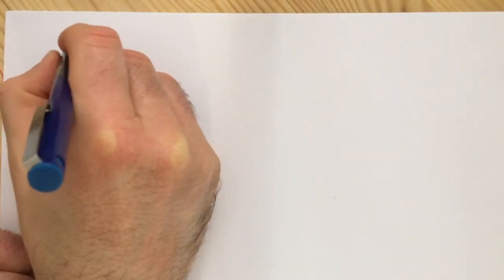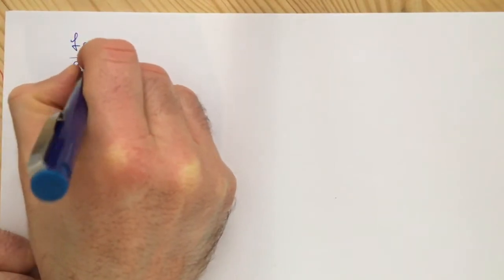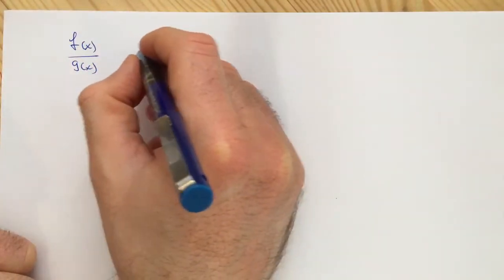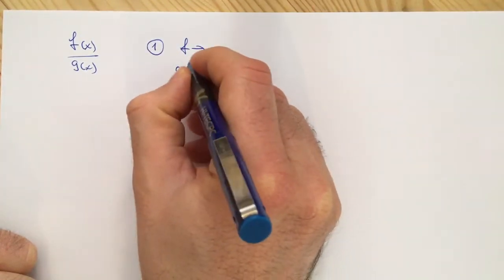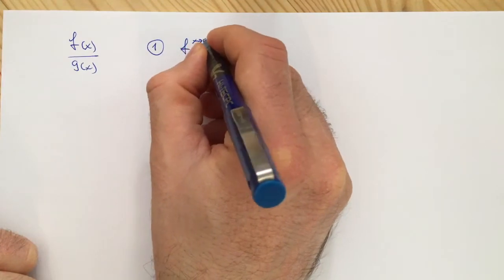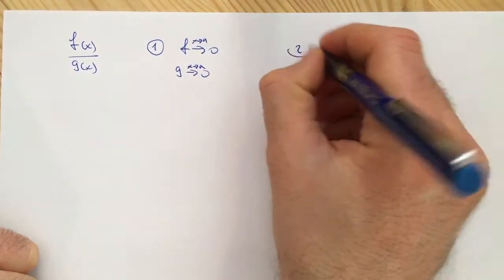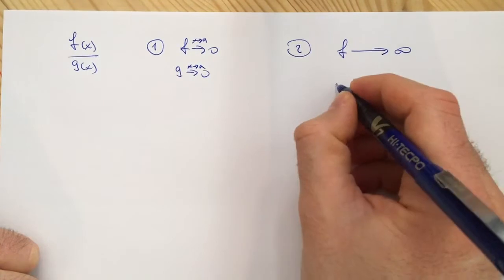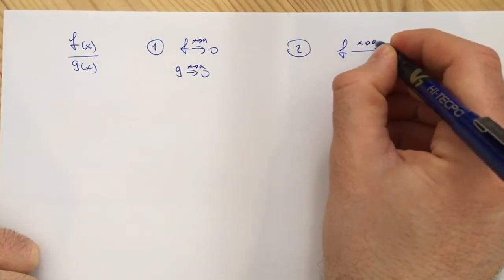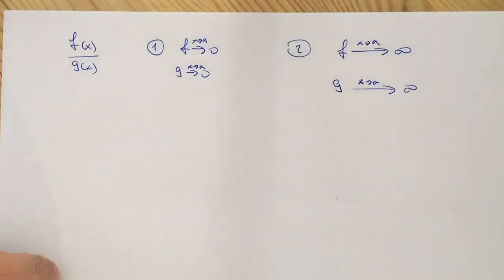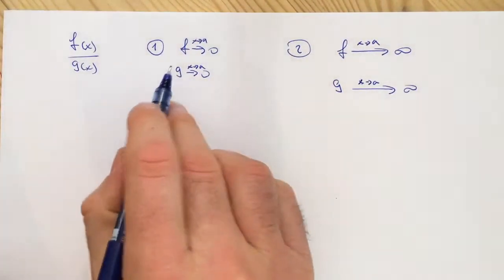So in this video, we will go over a few examples of L'Hopital's rule. As we said in class, we use L'Hopital's rule when the limit ends up indeterminate. So if we have f of x over g of x, we use L'Hopital's rule in case 1, where f goes to 0 and g goes to 0 as x approaches a, or case 2, if f goes to infinity and g goes to infinity as x approaches a. So in these two cases, we are allowed to do L'Hopital's rule. So we'll do these two cases.